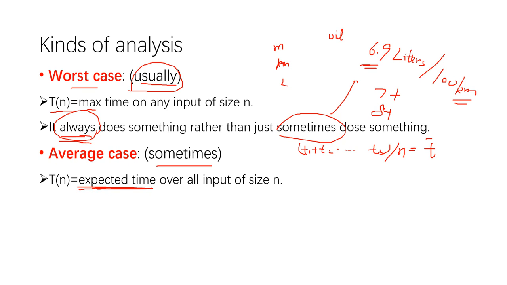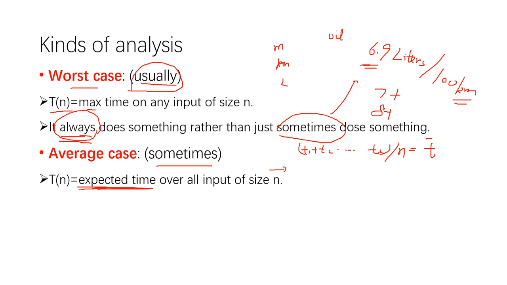You cannot call it wrong, okay? It's actually right, but it's not quite enough. So the expected time should be the time of every input times the probabilities.